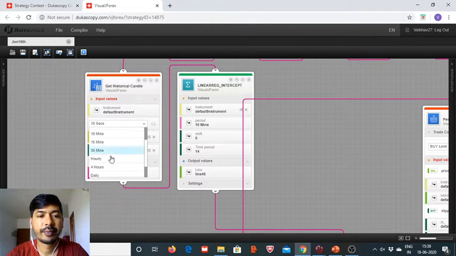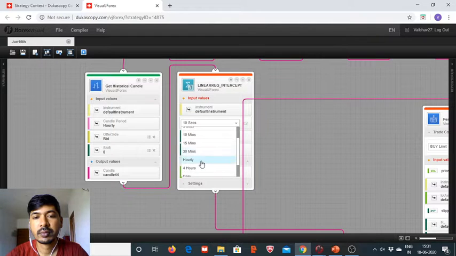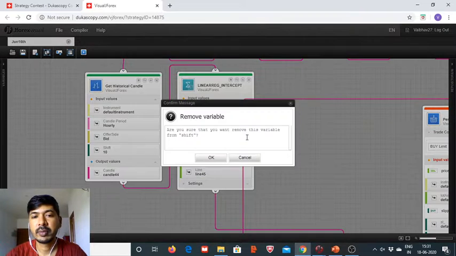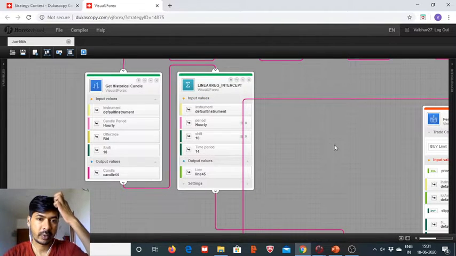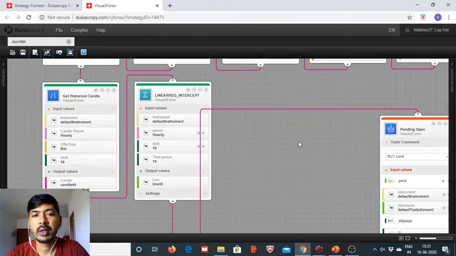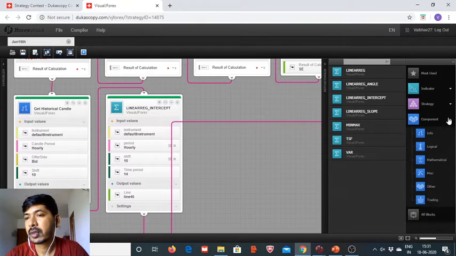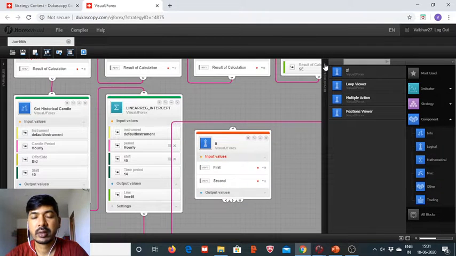Now we have to change this to 1 hour, this one as well, 1 hour, and shift, as I said, is going to be 10. Here also shift will be 10, and then we will need to take one more logical block, and here is the condition.